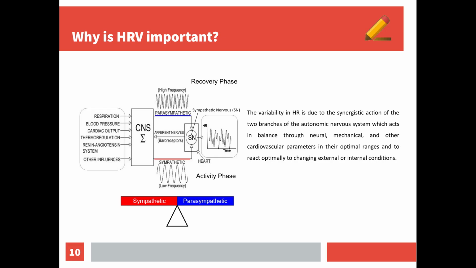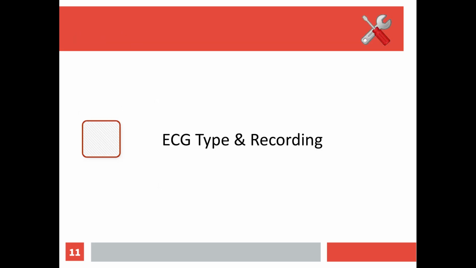Heart rate variability, HRV, reflects the balance between the sympathetic and parasympathetic branches of the autonomic nervous system. This balance is crucial for maintaining optimal cardiovascular function and adapting to internal and external changes. Heart rate variability is a key indicator of recovery and activity phases, highlighting the body's ability to respond to stress and maintain homeostasis.